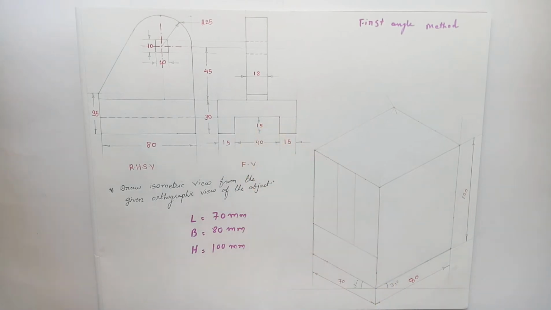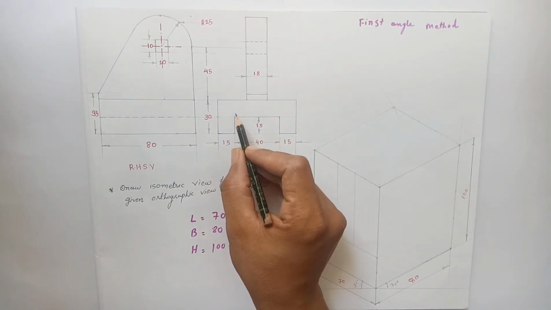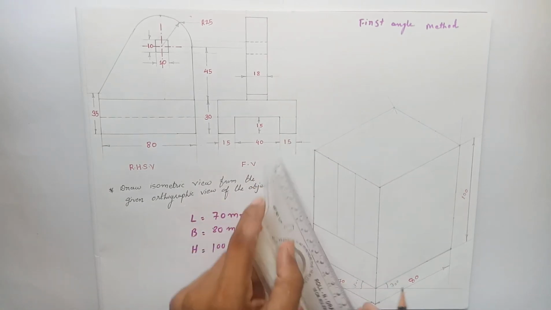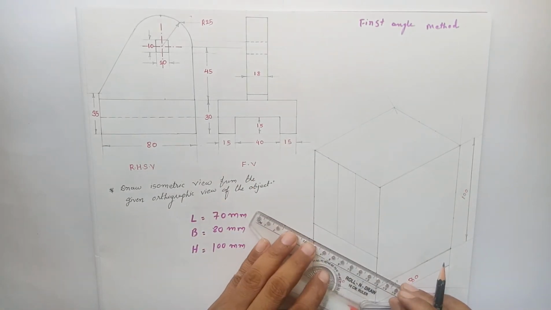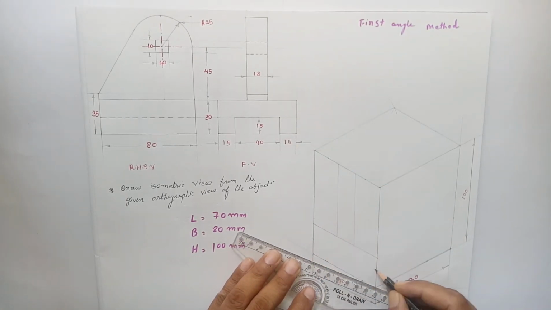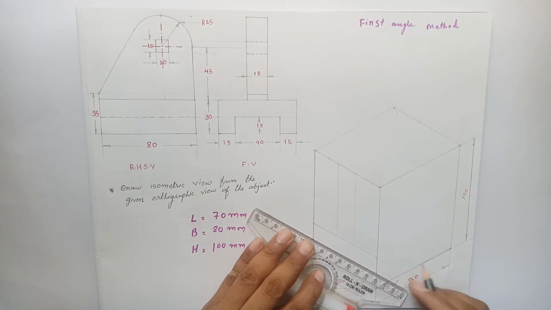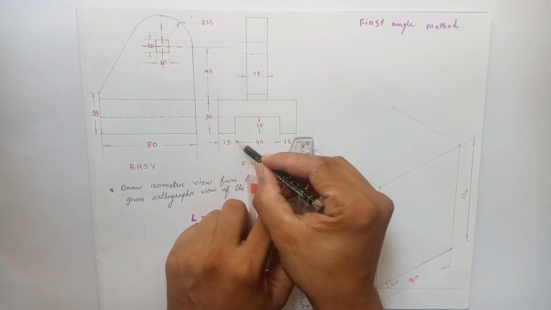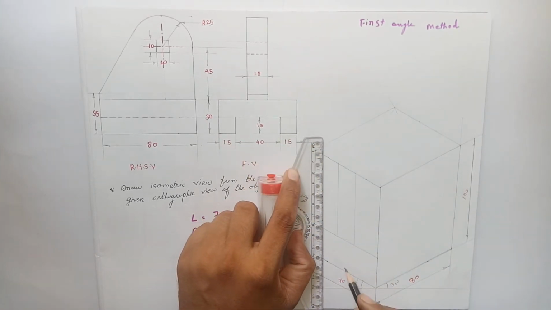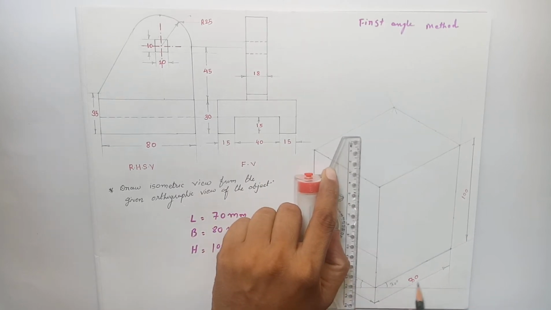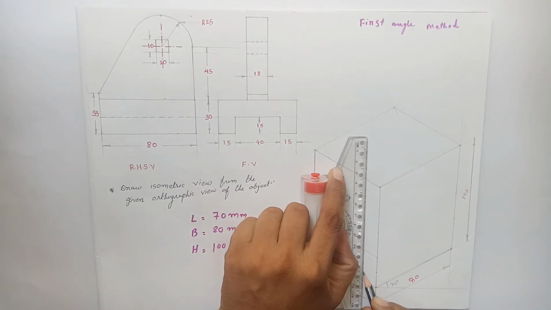Now draw this slot, 15, 15, 40, 15. So 15 from here it is 15 mm. So mark 15 mm, mark 15 mm, draw the horizontal line. Then after this, this distance is 15, this distance is 15 mm, 15 mm.